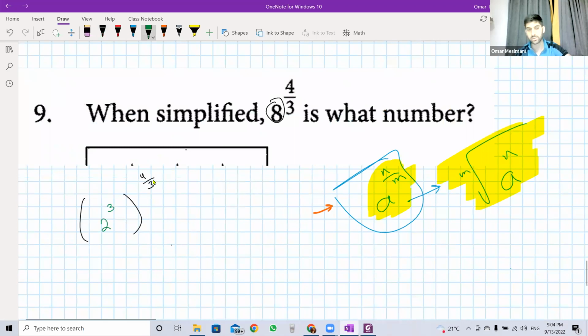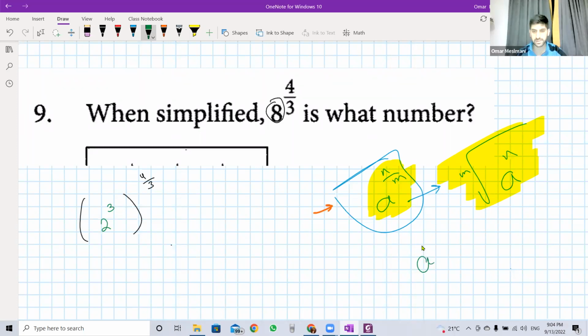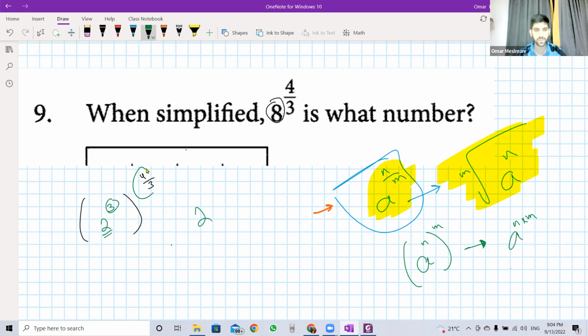Now what rule do we have here? I don't know what happens when there's a fraction. The rule says once you have a power and there is a power, what do we do here? We multiply them. So you take the same base, and then you multiply the powers. Cancel the 3s. So you have 2 power 4. It's 2 times 2 times 2 times 2, easy to calculate.